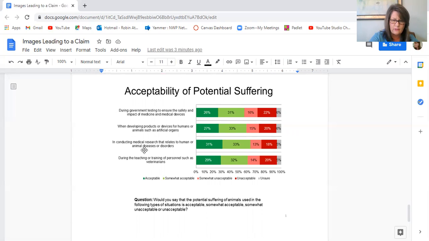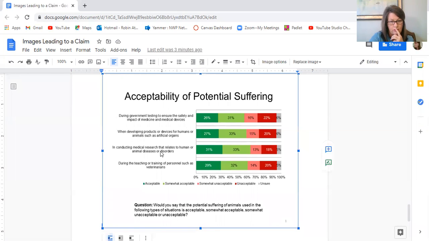So in conducting medical research that relates to human or animal diseases or disorders, oh, animals is coming back up too. So it seems like animal testing, I'm learning this, I'm changing my thinking. I'm learning that animal testing is not just to benefit humans, it's also to benefit animals. I wouldn't have known that without this image. And then here's another one, animal testing during the teaching or training of veterinarians. So I wasn't thinking about that. When I was thinking about the lipstick, I wasn't thinking that animal testing helps train veterinarians who, of course, are doctors who help animals.